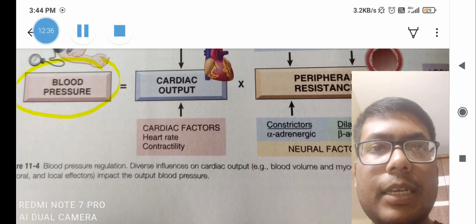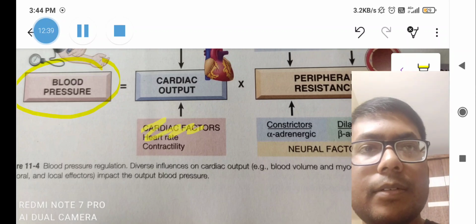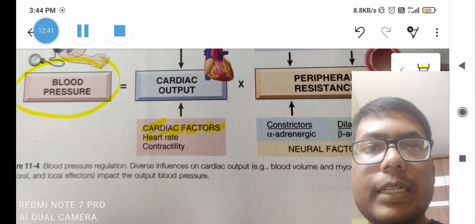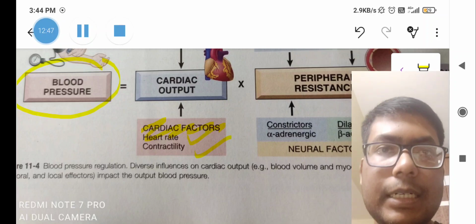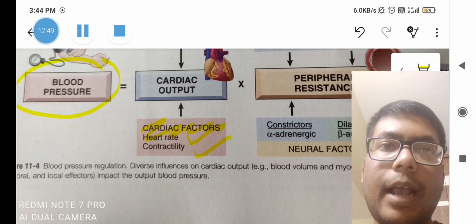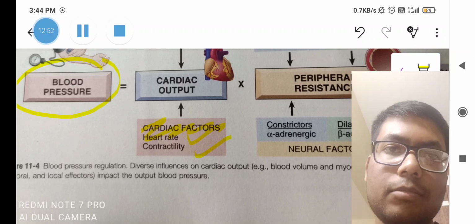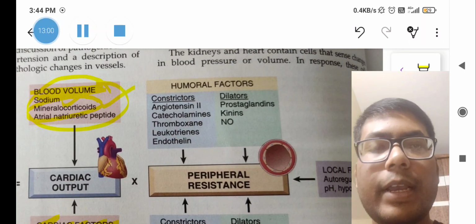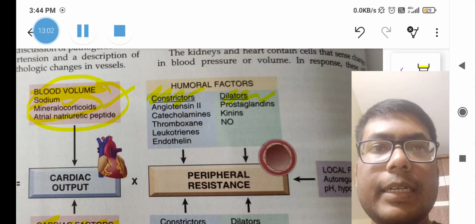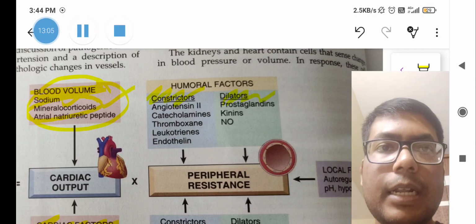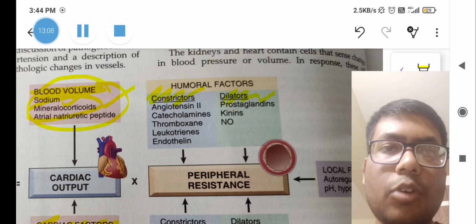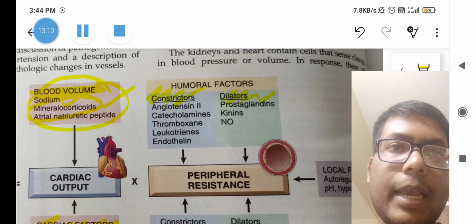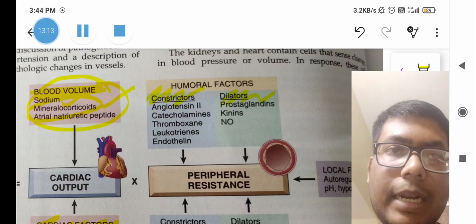Now the next thing is called the cardiac factor. In the cardiac factor, there is the heart rate and there is the contractility. More contractility, more cardiac output. Heart rate and contractility are important as cardiac factors. Now the humoral factor. Humoral factors are the constrictors and the dilators. Constrictors are angiotensin II, catecholamines, thromboxane, leukotrienes, and endothelin. And the dilators are prostaglandins, kinins, and NO.